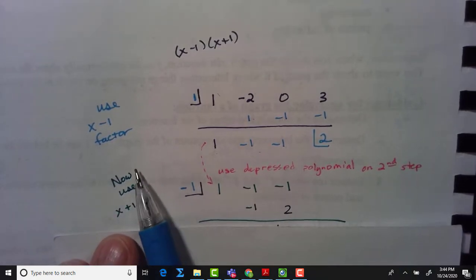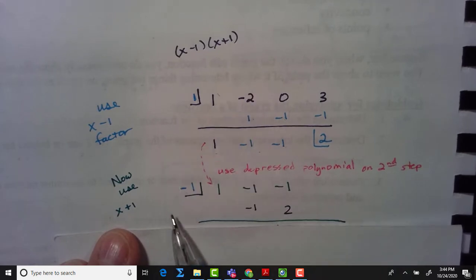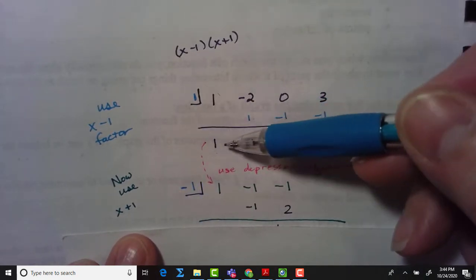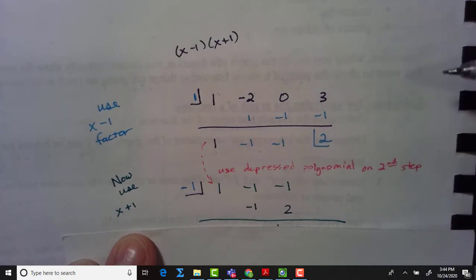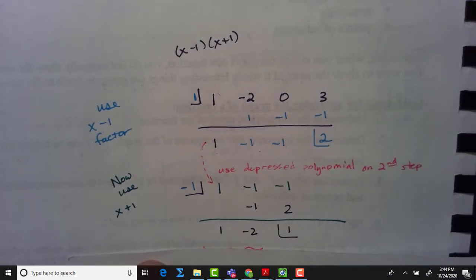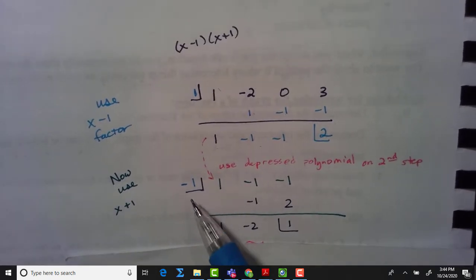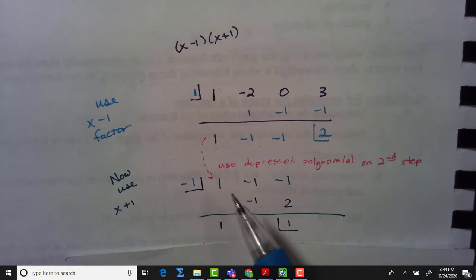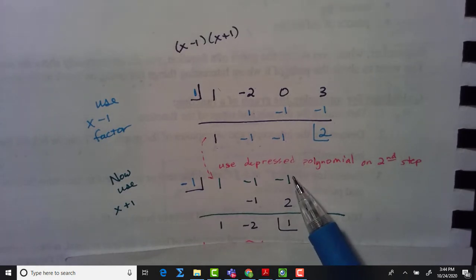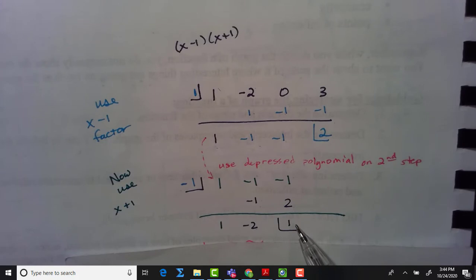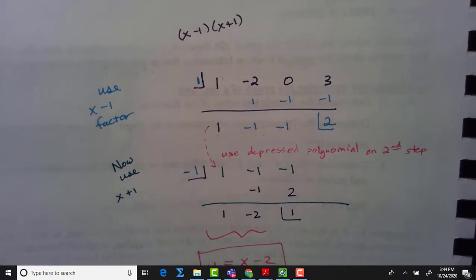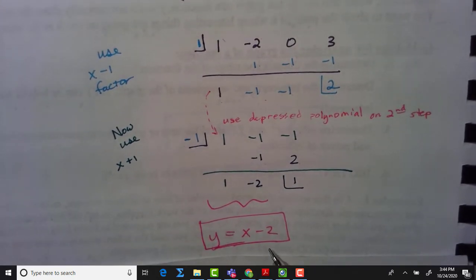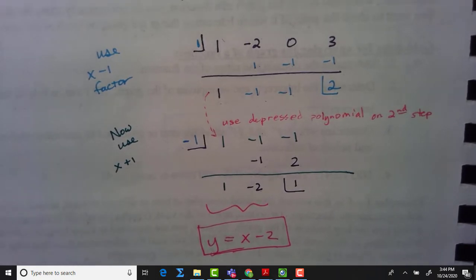And for the next step, I use my other linear factor. I've already used this one. I use that one. And I use this. And this is going to drop out, so I'm not worried about it. So again, bringing down the 1. Negative 1 times 1, negative 1. Negative 1 plus negative 1, negative 2. Negative 1 times negative 2 is 2. Minus 1 plus 2 is 1. There is my slant asymptote of x minus 2. Just another way to think about doing some problems.